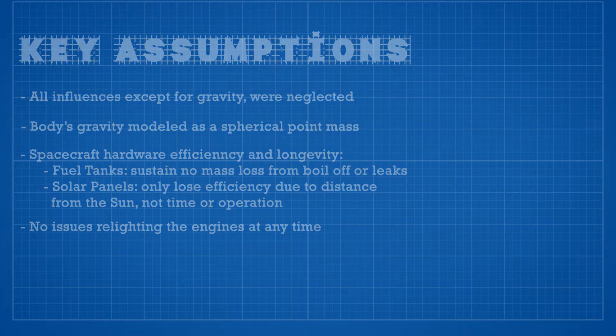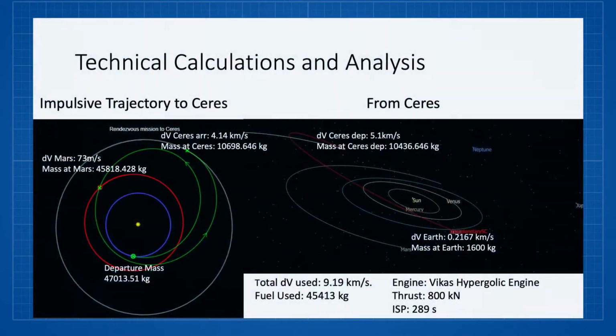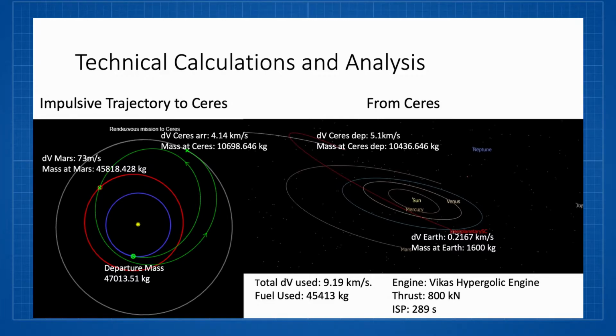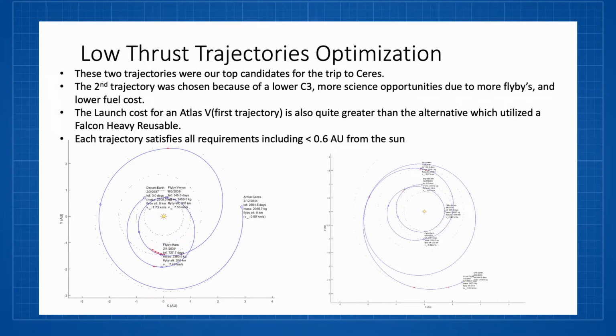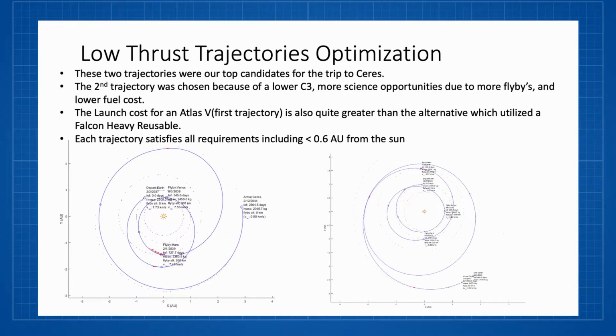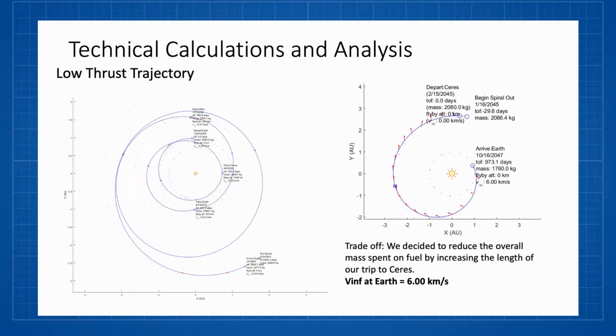3 options for trajectories were considered. First, a fully impulsive trajectory provided by NASA Ames' trajectory browser. Second, a fully low-thrust trajectory that was modeled entirely in MALTO. And finally, a hybrid trajectory that uses both low-thrust and impulsive maneuvers.